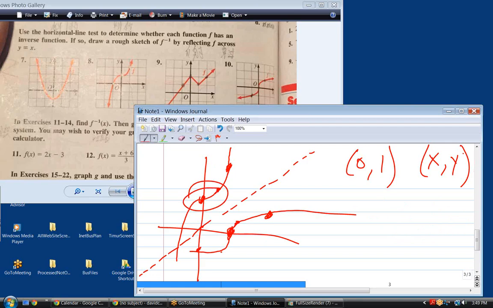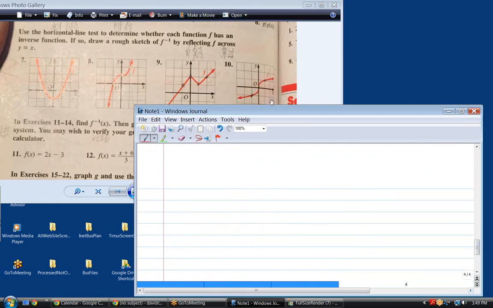There is a point whose slope is 0, right there, but it's not a horizontal line. So it does not fail the horizontal line test. And if it doesn't fail the horizontal line test, then it doesn't fail the vertical line test here. In other words, we're going to say it does not fail the vertical line test. Under that reasoning, we're going to say that 10 has an inverse also.